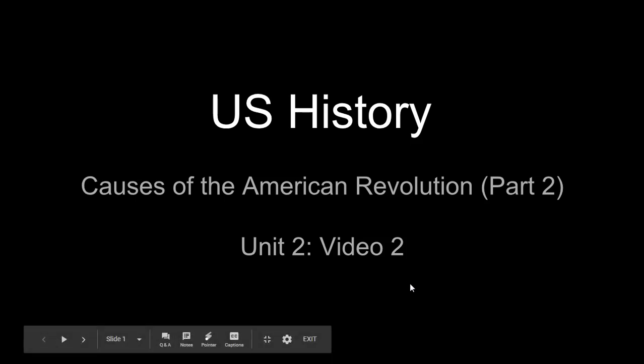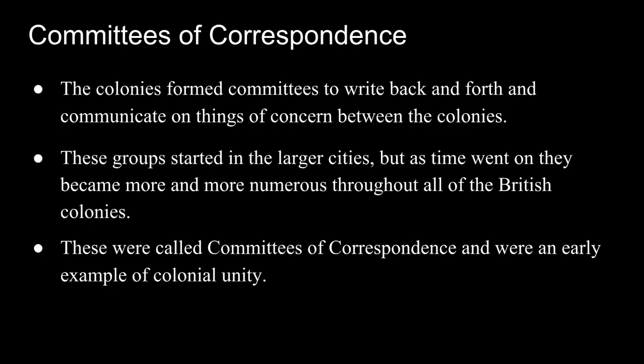All right, in Unit 2, Video 2, we're going to look at some more causes of the American Revolution. We're going to start with the Committees of Correspondence for this video. The colonies formed these committees to write back and forth and communicate with each other on things that were concerning them.